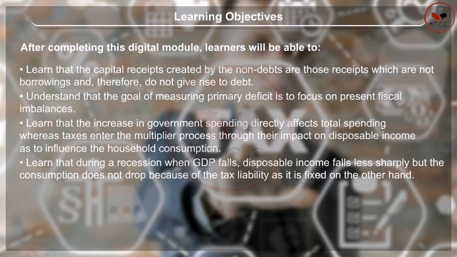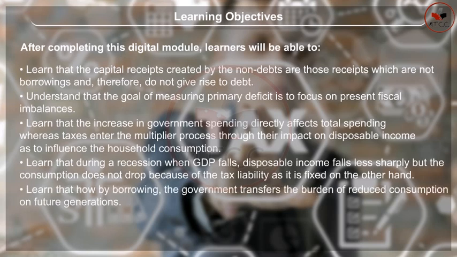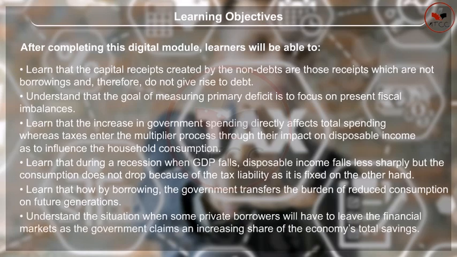Learn that during a recession, when the GDP falls, disposable income falls less sharply, but consumption does not drop because the tax liability is fixed. Learn how, by borrowing, the government transfers the burden of reduced consumption onto future generations. Understand the situation when some private borrowers will have to leave the financial markets as the government claims an increasing share of the economy's total savings.